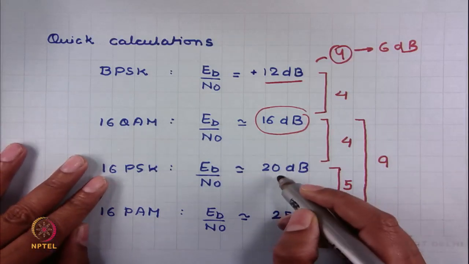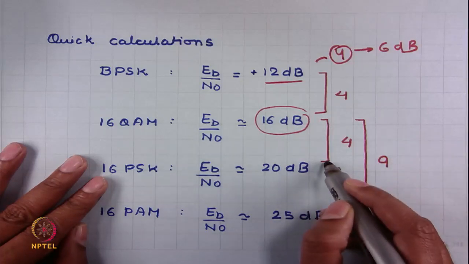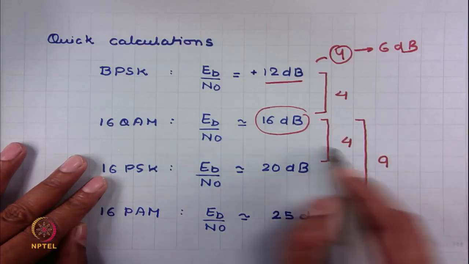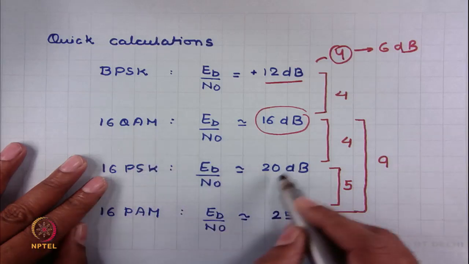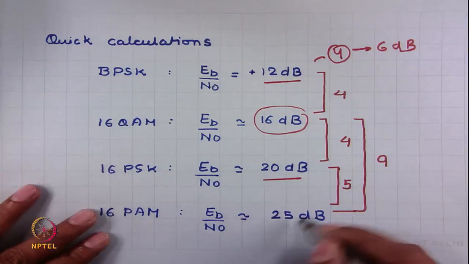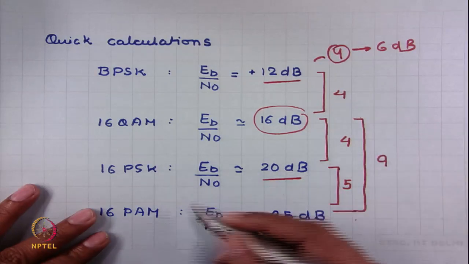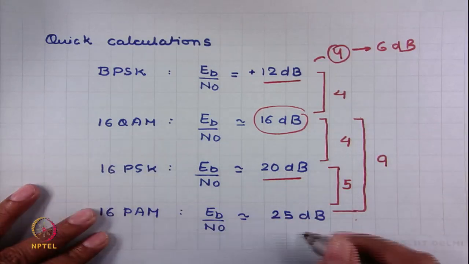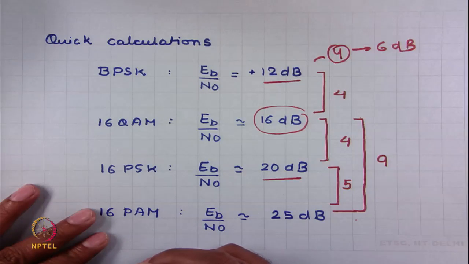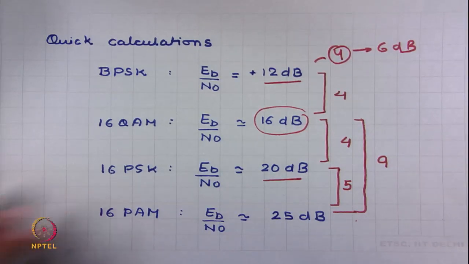16-PSK has again approximately 4 dB, these are approximate numbers, smaller power efficiency than 16-QAM, and hence it will require an Eb/N0 of 20 dB to have a bit error rate of 10 to the power minus 8. 16-PAM power efficiency was 9 dB smaller than that of 16-QAM, and thus it will typically require an Eb/N0 of 25 dB to have a bit error rate of 10 to the power minus 8.